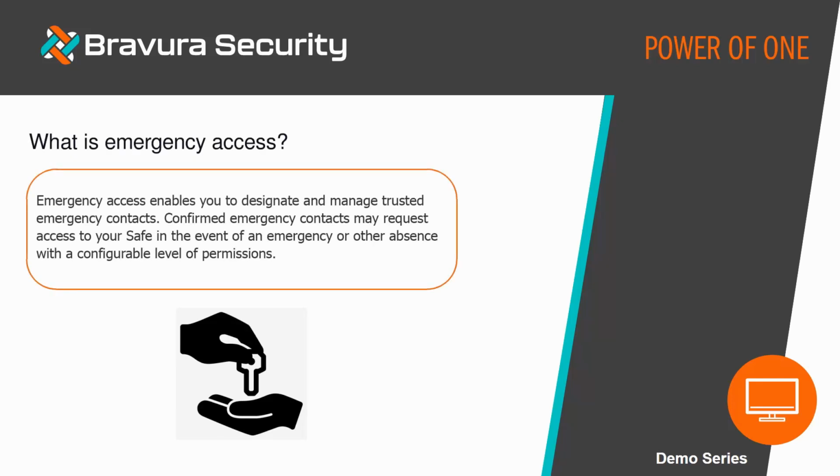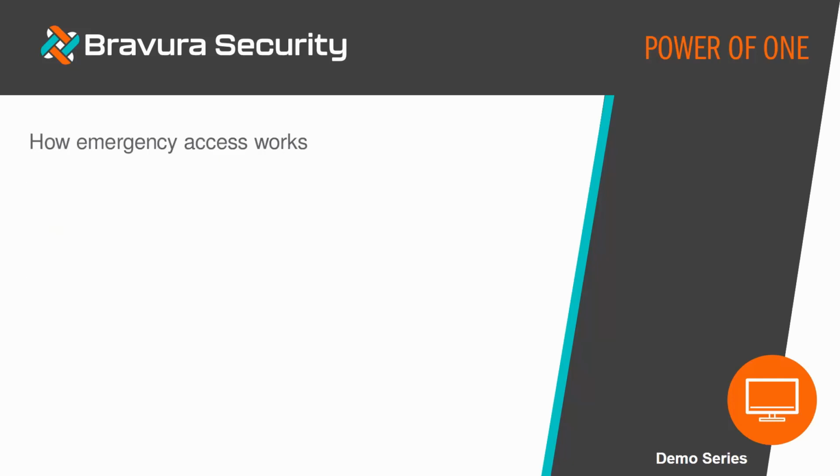Emergency access enables you to designate and manage trusted emergency contacts. Confirmed emergency contacts may request access to your safe in the event of an emergency or other absence with a configurable level of permissions. How emergency access works.